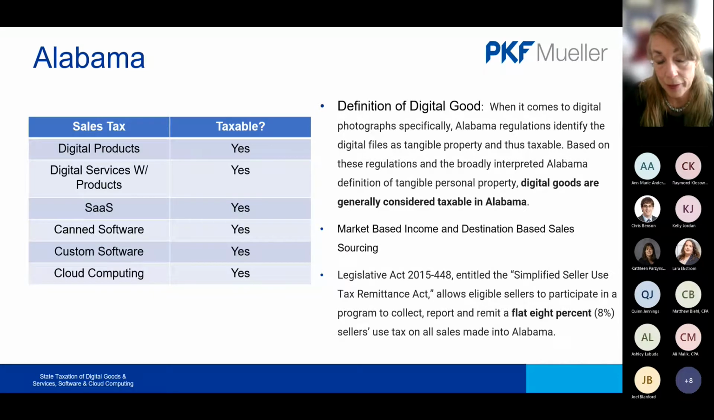States do tend to be either all in, they tax it all, or they're very particular about what they tax. I've noticed that, and you'll see some of the trends as we go on, but a lot of the states that tax digital products and services tax everything else too. That's a fairly common scenario. So this is an example of a state that's all in on this and has even enacted the Simplified Seller Use Tax Remittance Act to make it easier for sellers to remit use tax. So Alabama's definitely on board in this area.